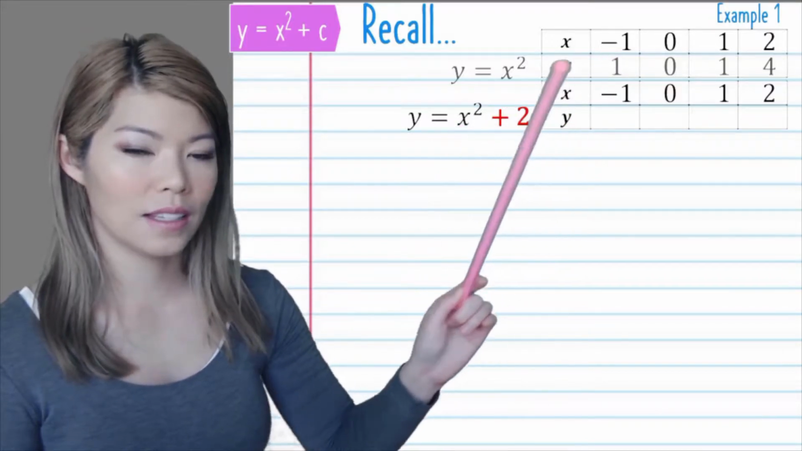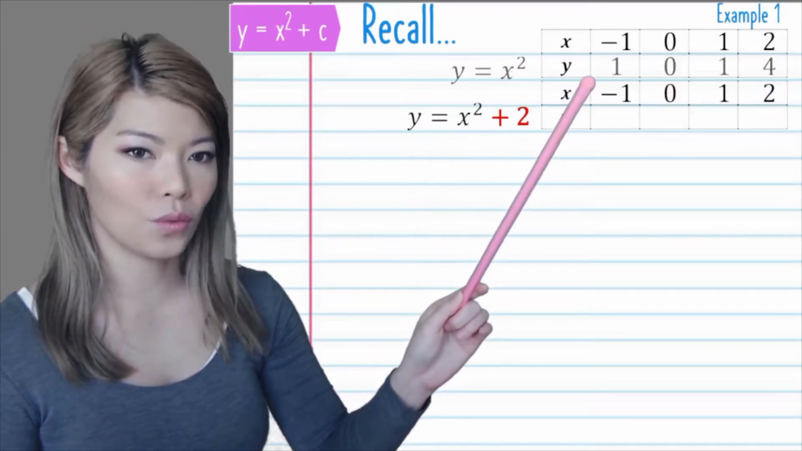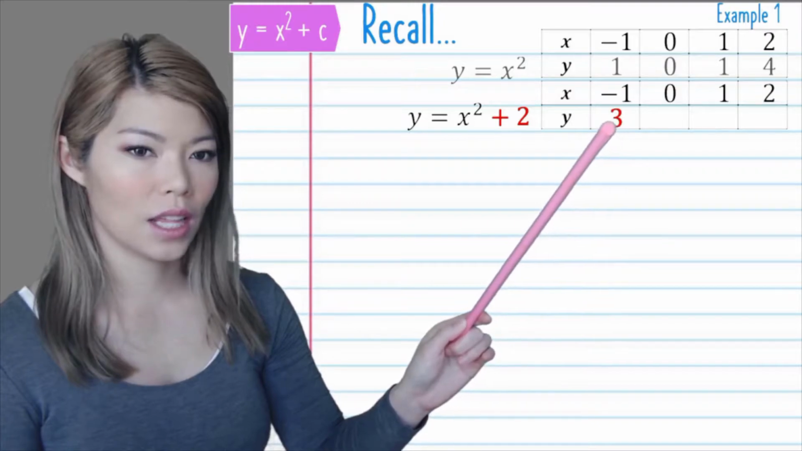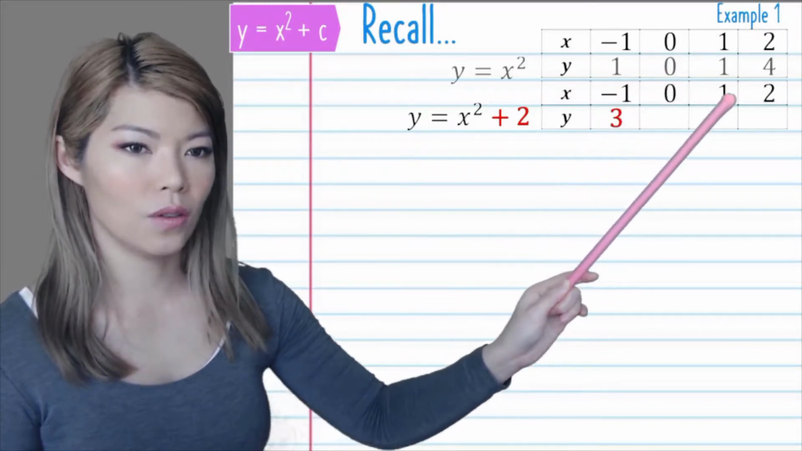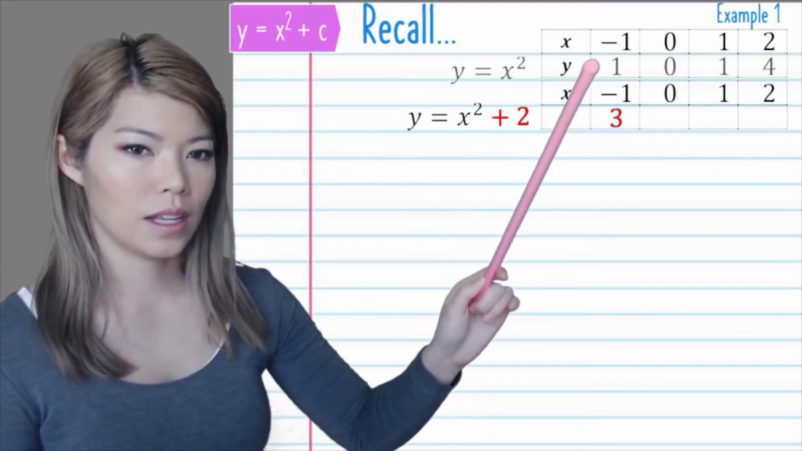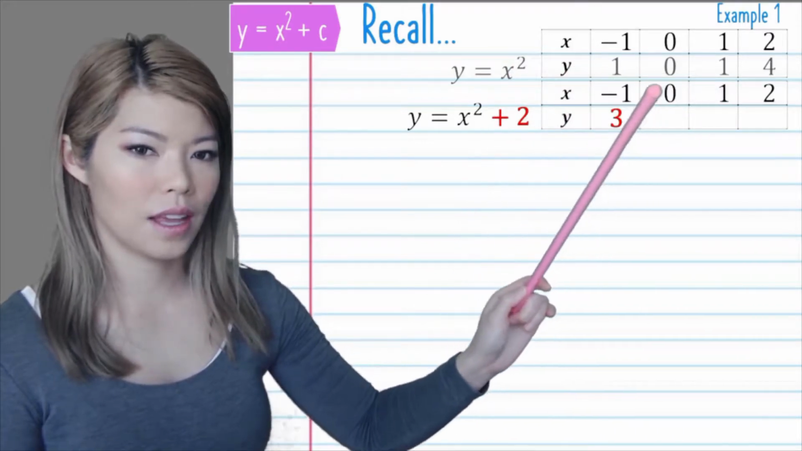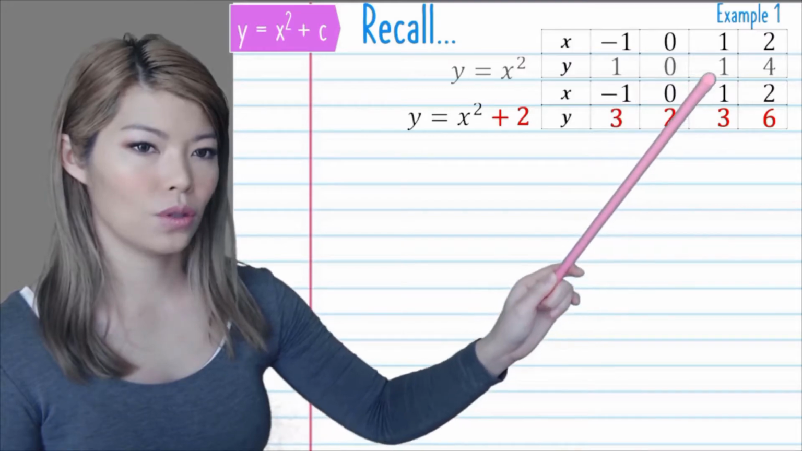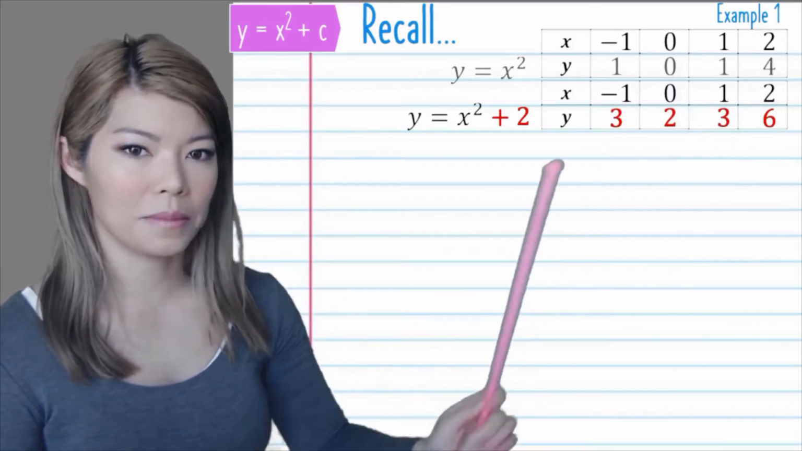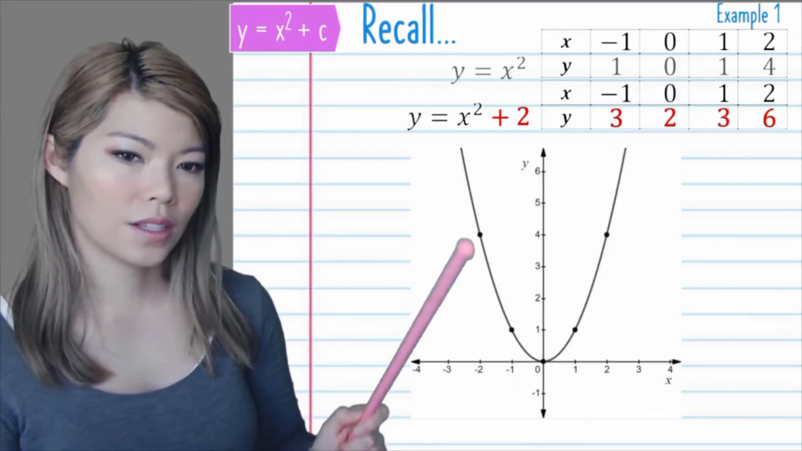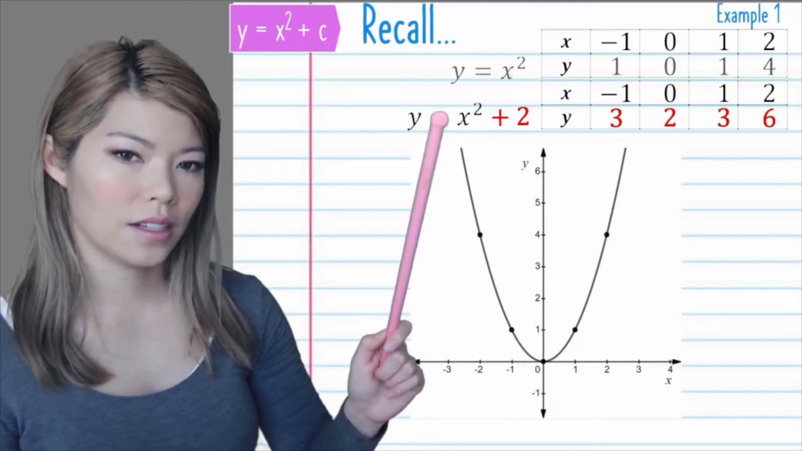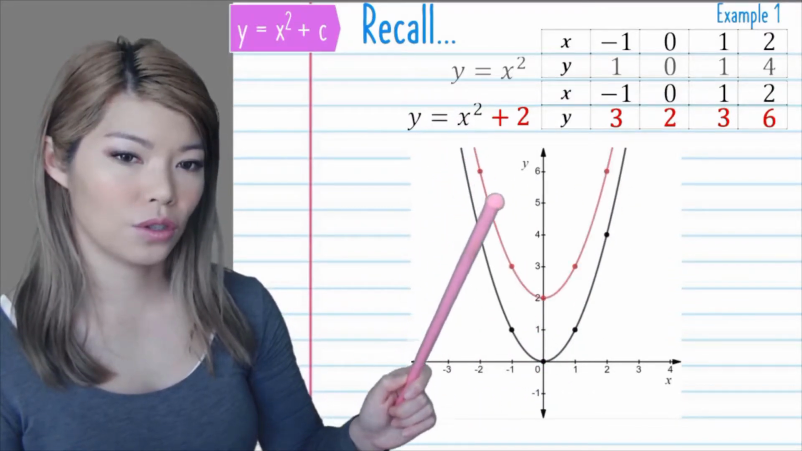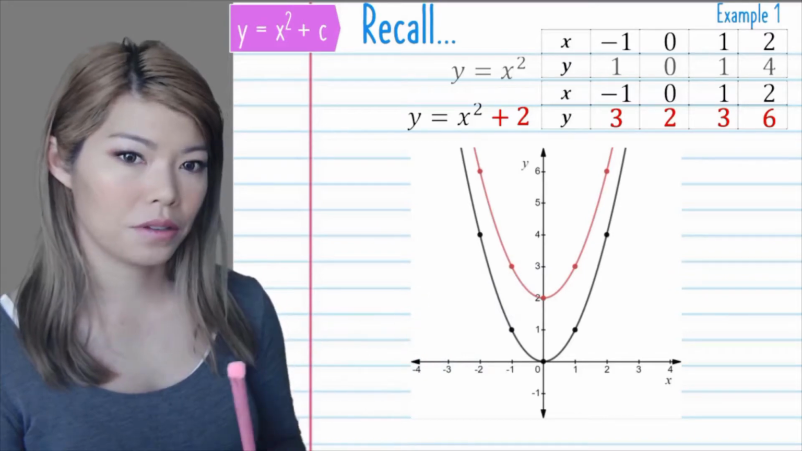So if x is -1, -1 squared is 1, plus 2 is 3. And we can work out all the other values as well. We can use x squared already worked out there and just add 2 to each value. So 0 now becomes 2, 1 becomes 3, and 4 becomes 6. Now let's sketch x squared. And now let's sketch y equals x squared plus 2 and see what happened to the graph.